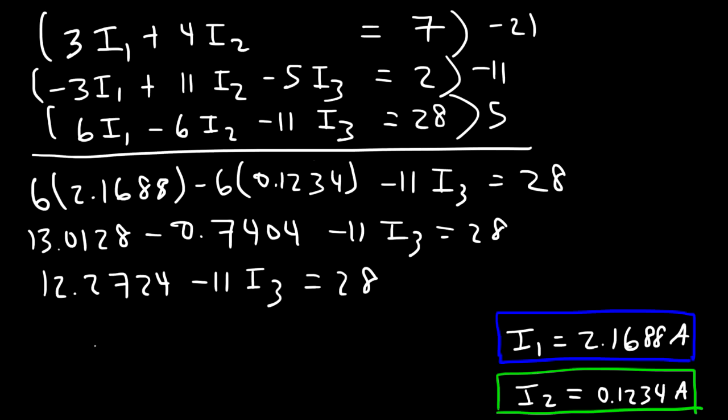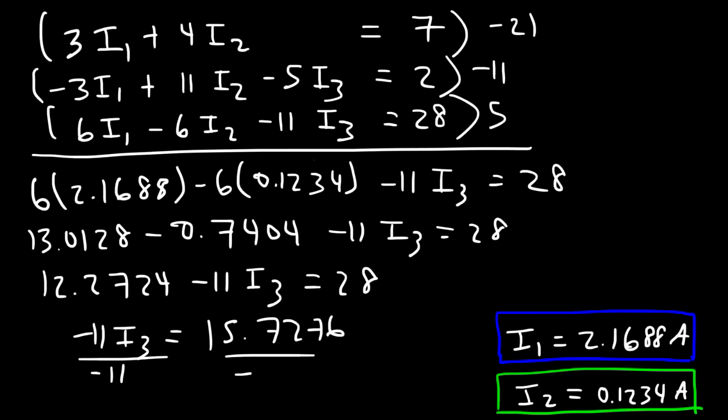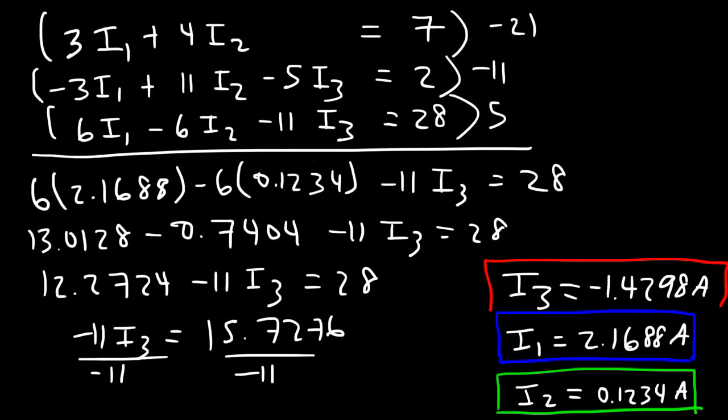So we need to subtract both sides by that number. So 28 minus 12.2724, that's 15.7276. And now let's divide both sides by negative 11, and this will give us I3. So I3 is negative 1.4298 amps. Because it's negative, we need to reverse the direction of I3.